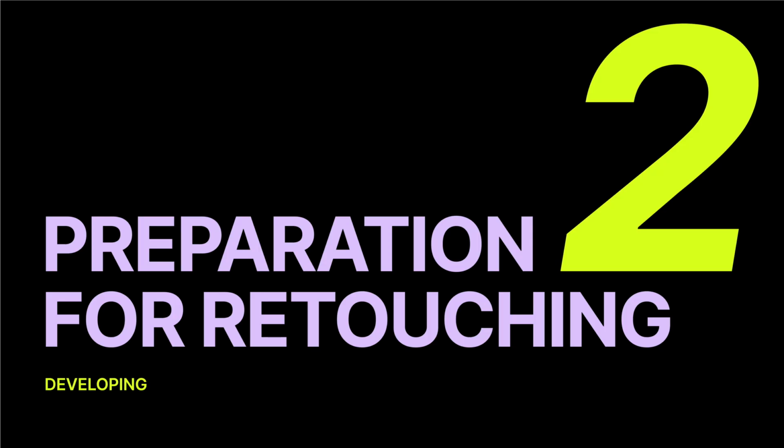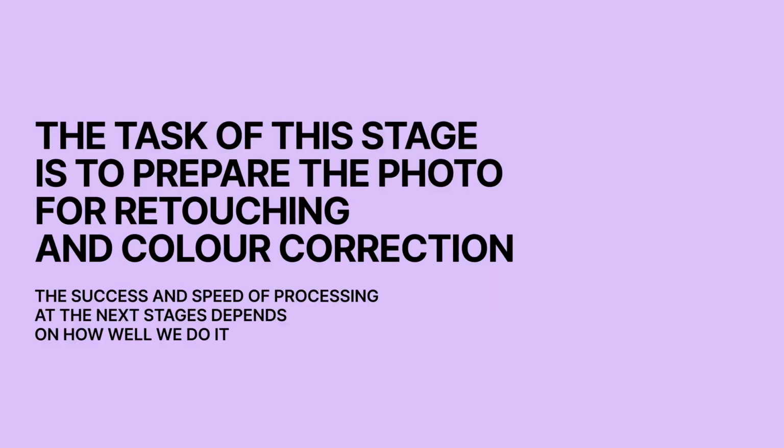The second stage is preparation for retouching. The task of this stage is to prepare the photo for retouching and color correction. The success and speed of processing at the next stages depends on how well we do it. If we prepare the shot well, the further processing will be faster and easier. If we skip this stage or do it poorly, the further processing will be difficult and long. We can spend 3 hours but still end up with nothing.